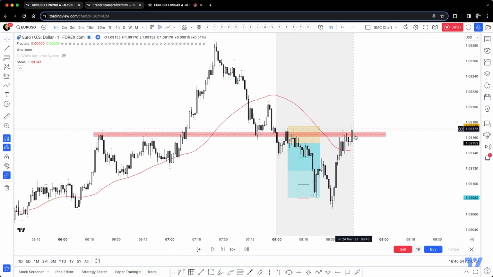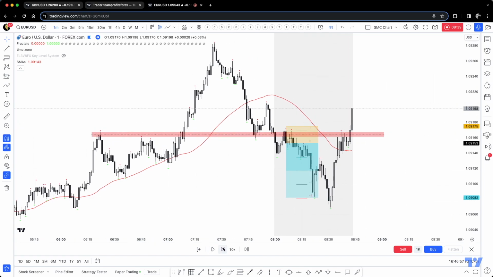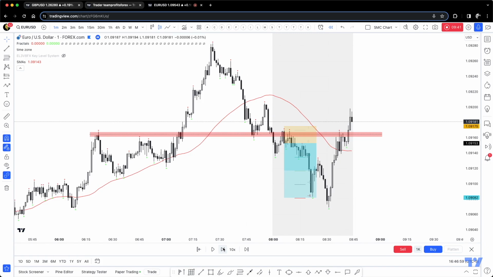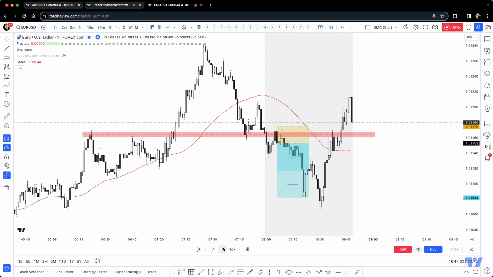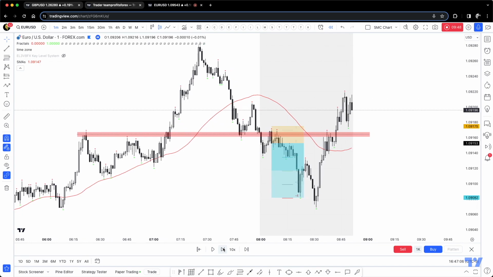Let's see actually what happens after that. Is it going to break? Let's see if we can catch another opportunity right here, probably to buy. See, price is breaking above now. Let's see if we can get maybe some sort of retest or not.